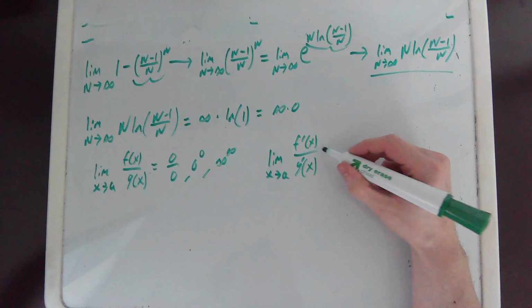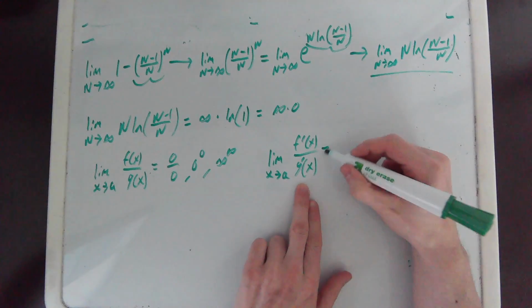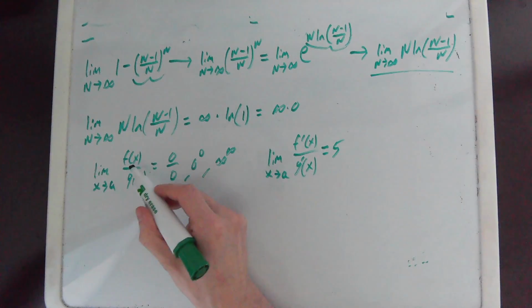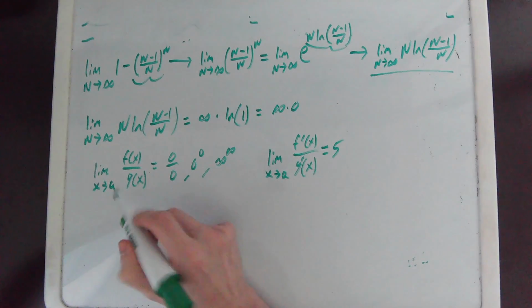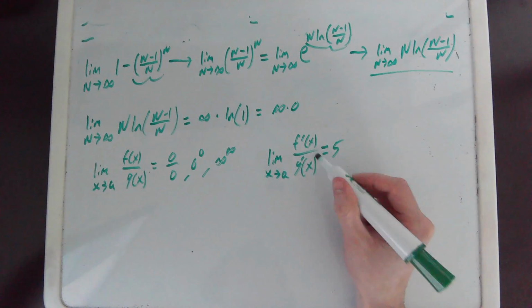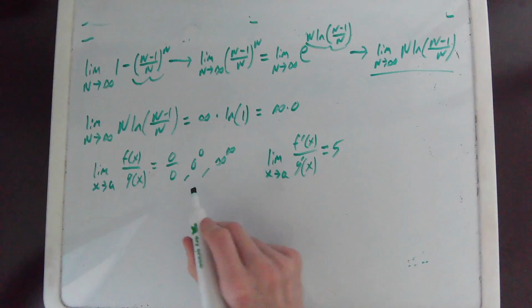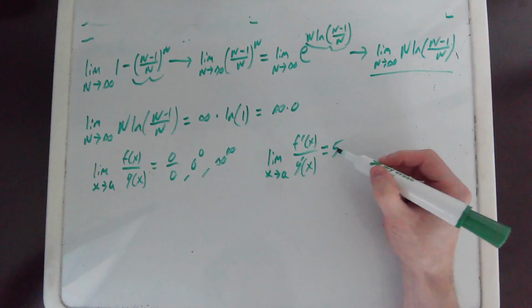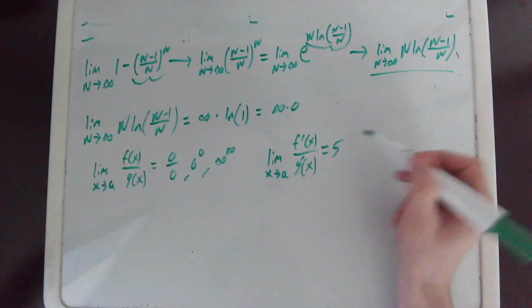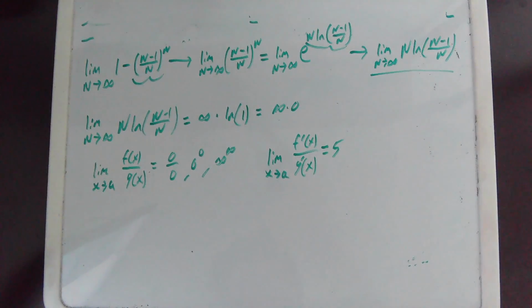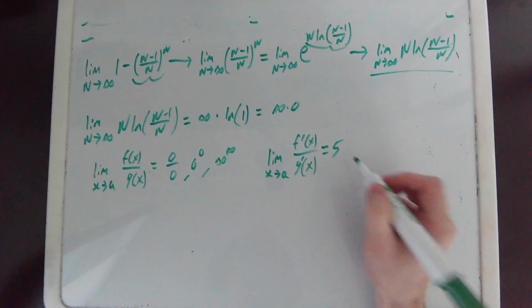So if you then get to this point and you get an answer of like 5, then you can just say you're done. The limit of f of x over g of x as x approaches a is just 5. And this doesn't guarantee that you avoid these indeterminate forms, but it says you can always try it. And then if you got another indeterminate form, you could just take the derivatives again and keep repeating this process until you finally got to some value that converges.